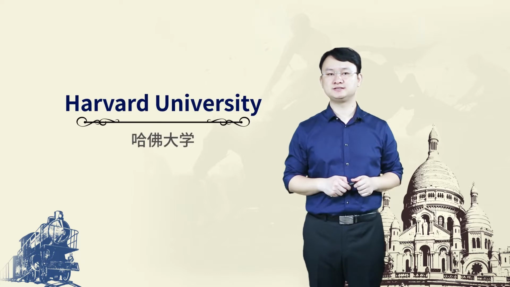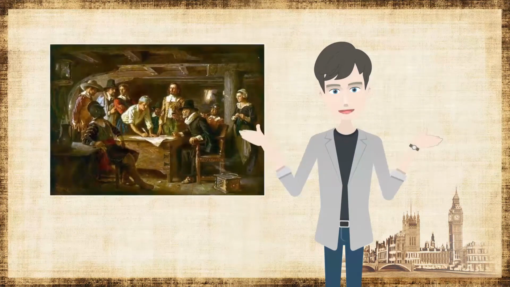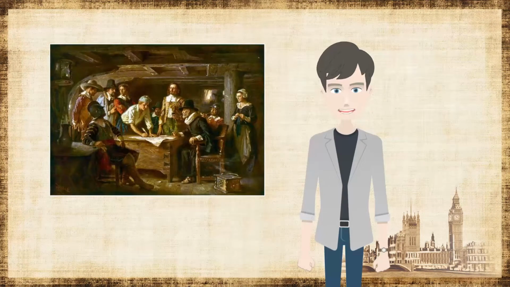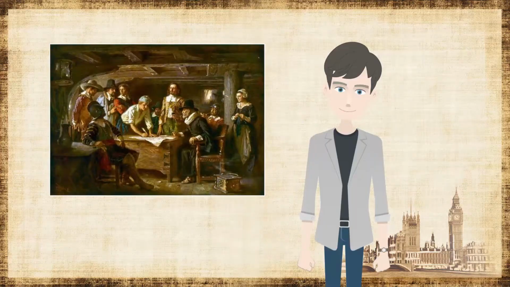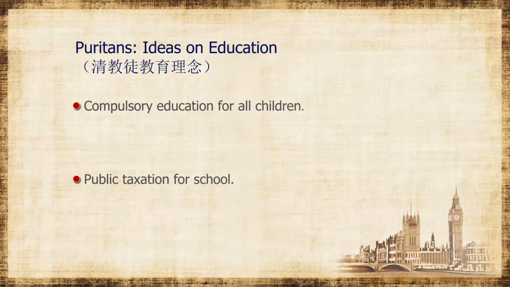In 1636, just 16 years after their settlement, Harvard University was founded for the training of religious ministers. During these years, the Puritans passed laws declaring that all property could be taxed for the common good, which included the support of schools. They also passed a law requiring all parents to provide reading education for their children. Thus, in less than 20 years, the Puritans introduced two practices that still influence American youth today: compulsory education for all children and public taxation for school.